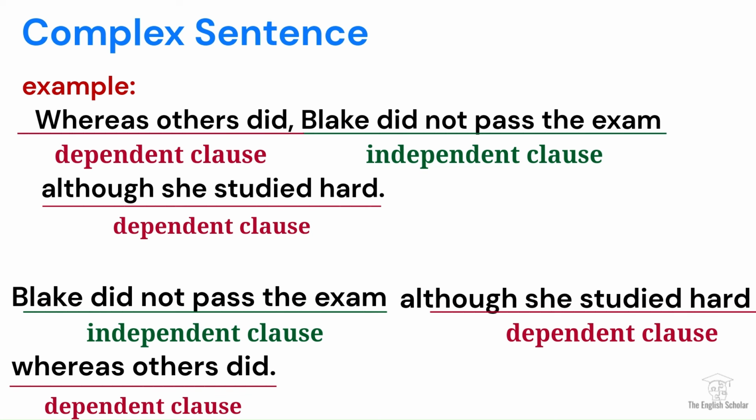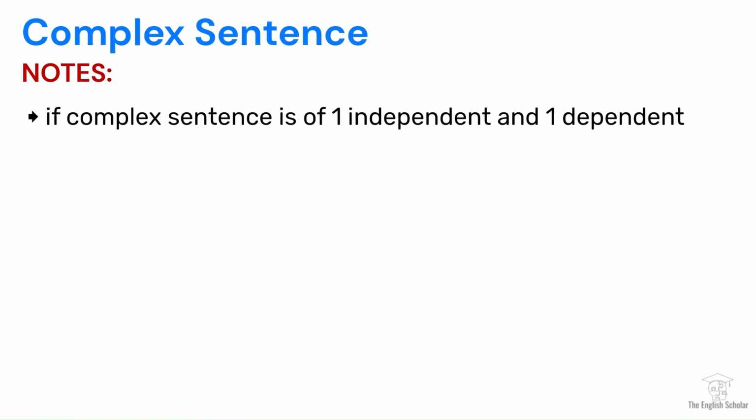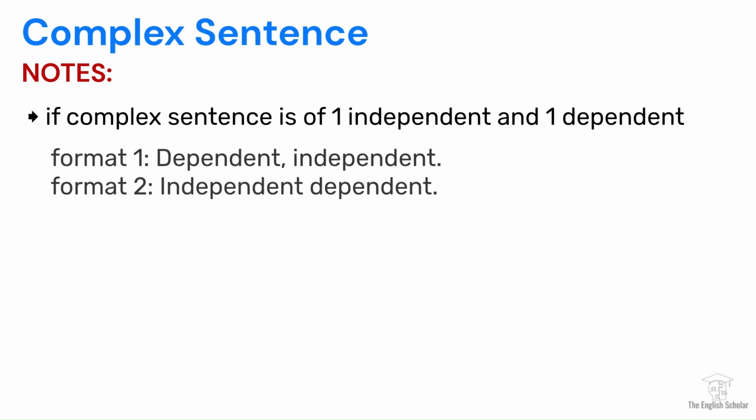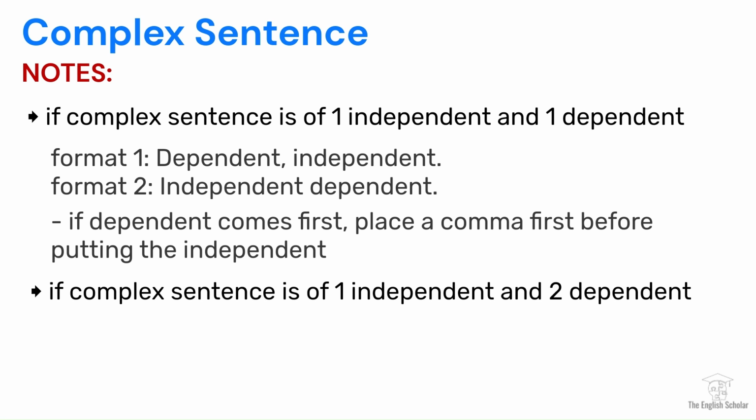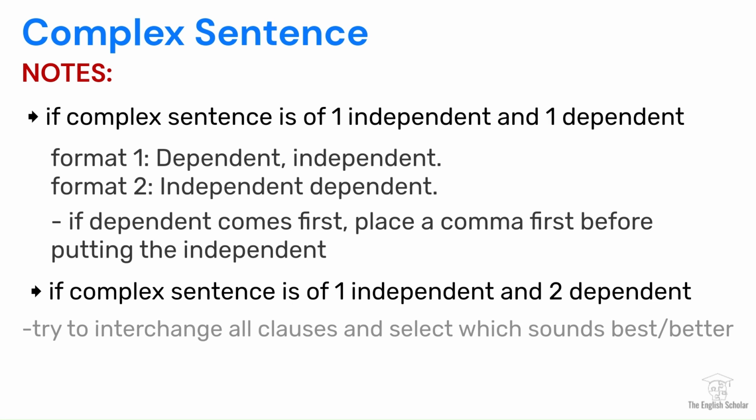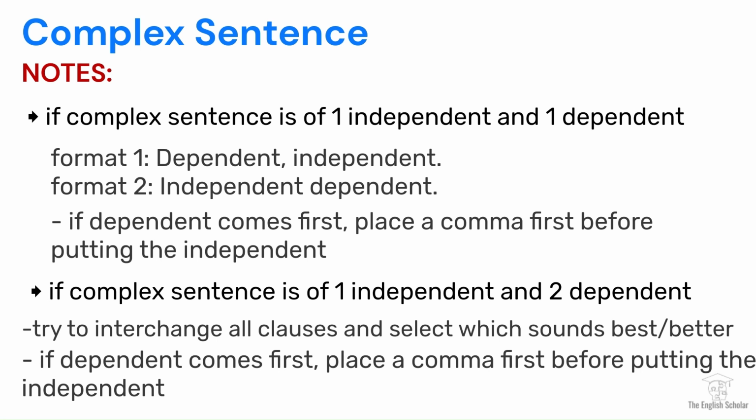With all these things in mind, let's take note of the following. If the complex sentence consists of one independent clause and one dependent only, the two arrangements are completely fine. If the dependent clause comes first, we need to put a comma before putting the independent clause. If the complex sentence consists of one independent clause and two dependent clauses, we must take into consideration how we will arrange the clauses. It does not matter which clause comes first, as long as it is more understandable. And if the dependent clause comes first, we need to put a comma before the independent clause.